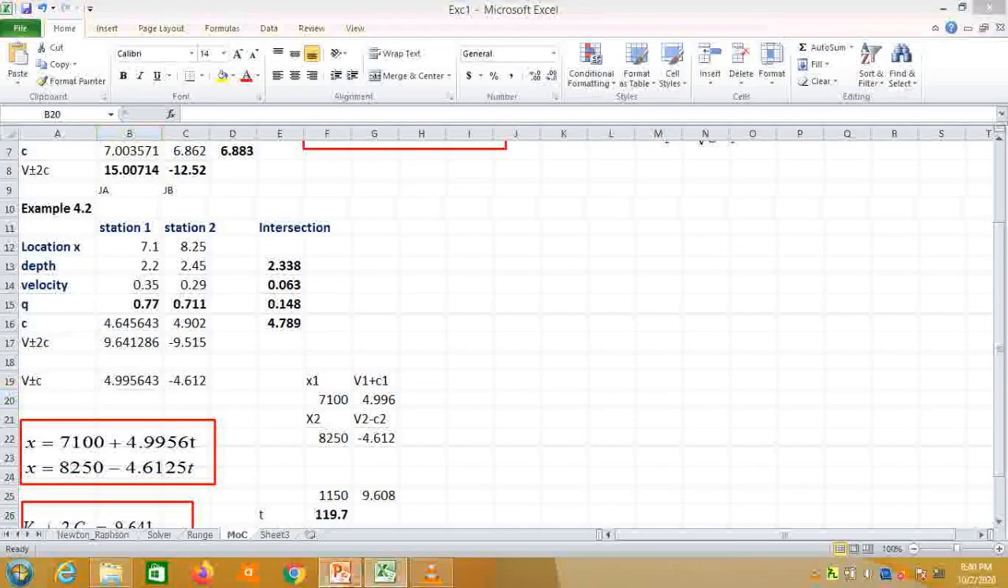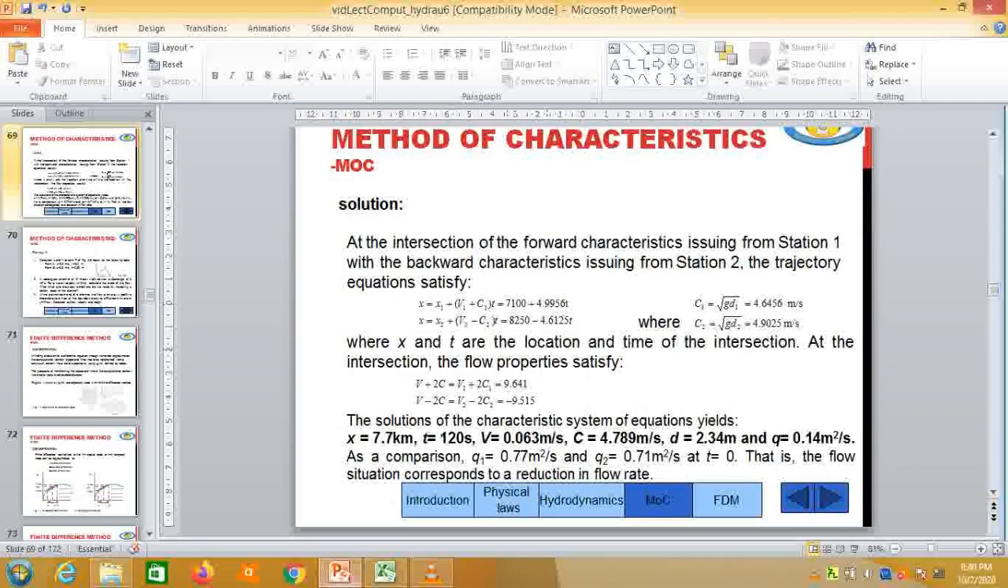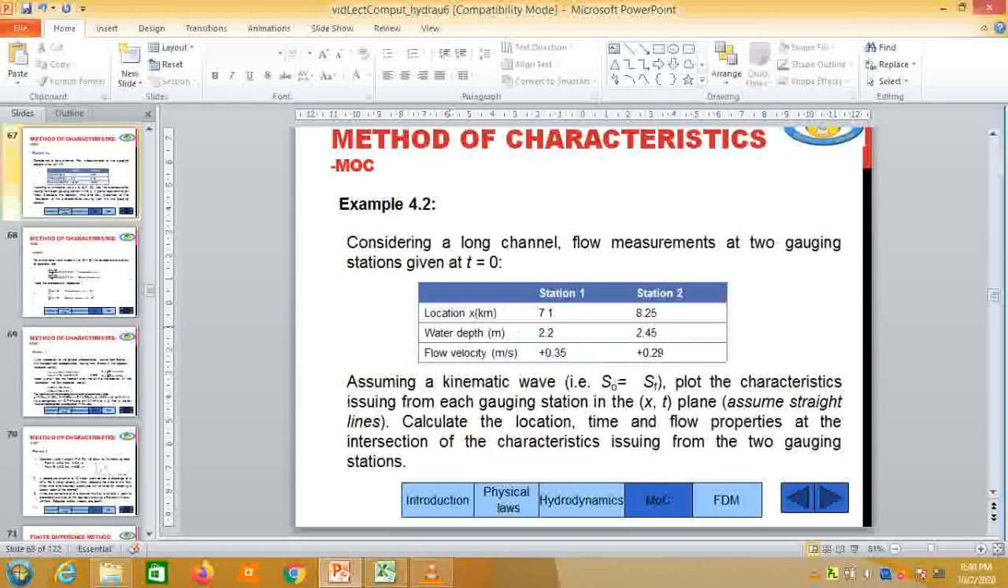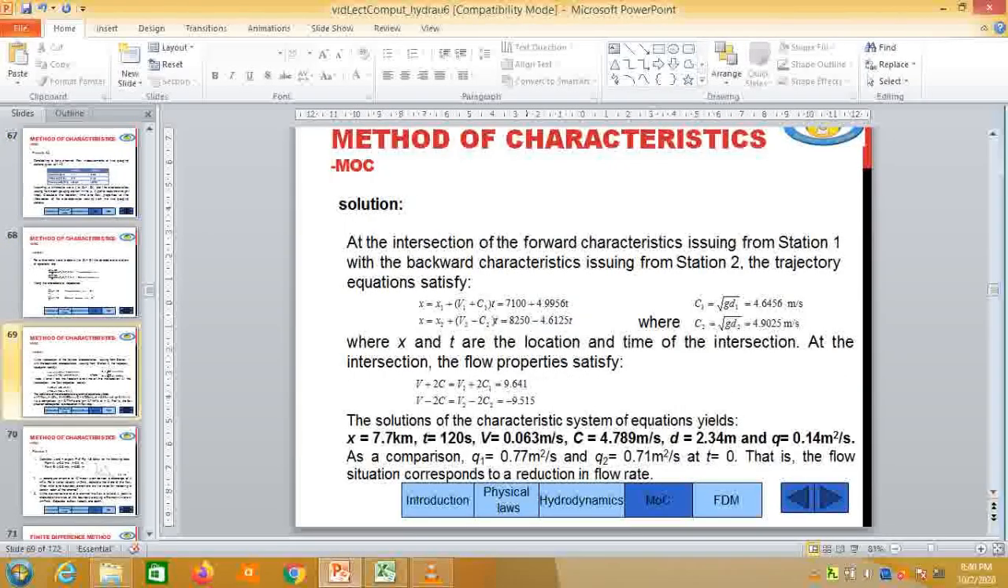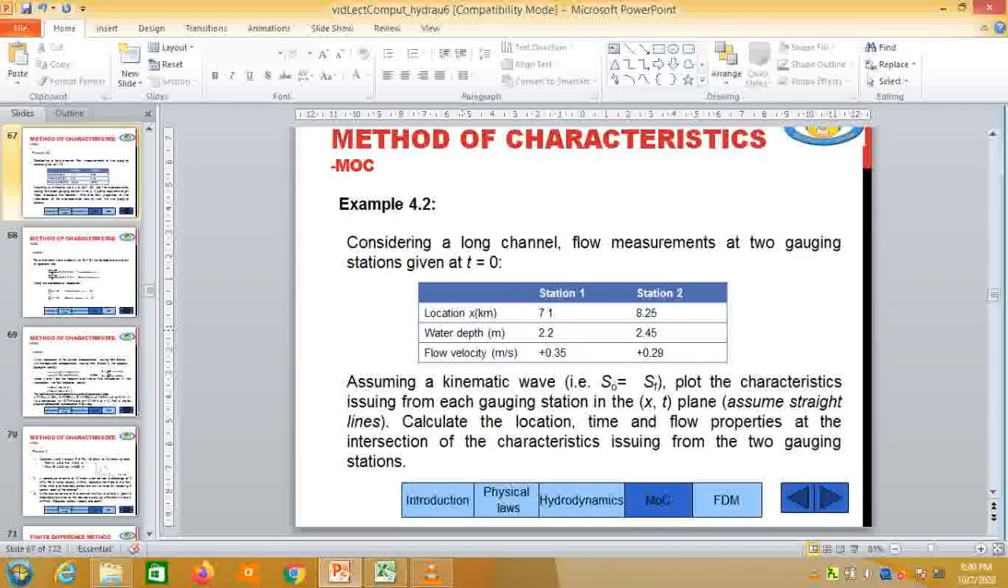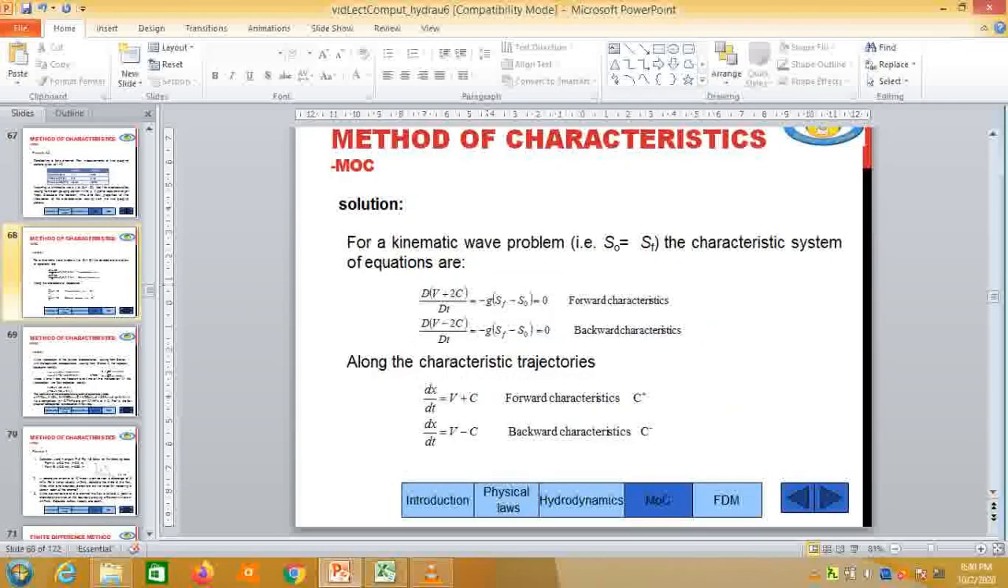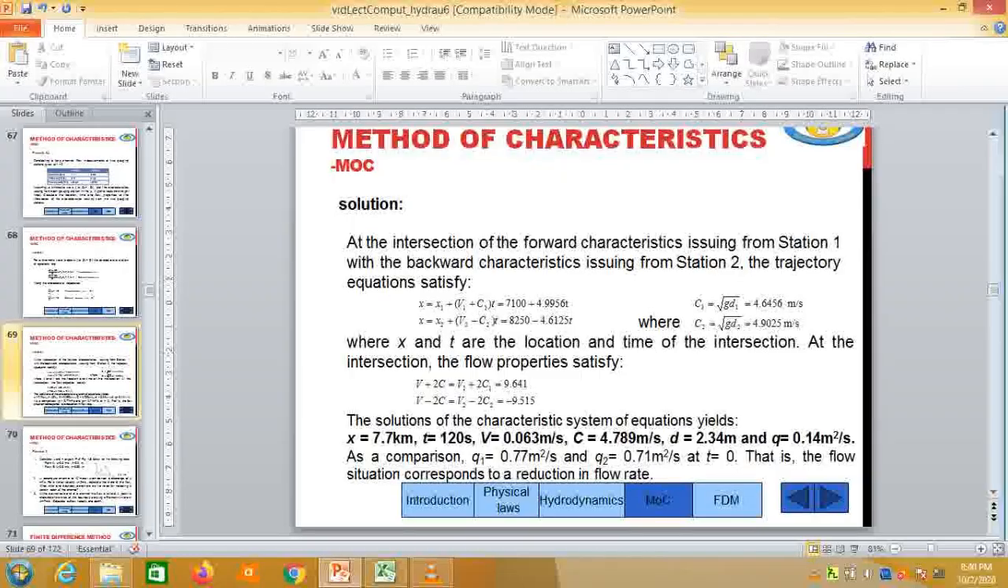For station number 2, x is equal to x2, which is 8.25 kilometers, which is 8,250 meters, minus v2, which is given as 0.29, minus the celerity, 4.9 here, or something, shall give you 4.6125 t. So let's simultaneously solve this set of equations here.